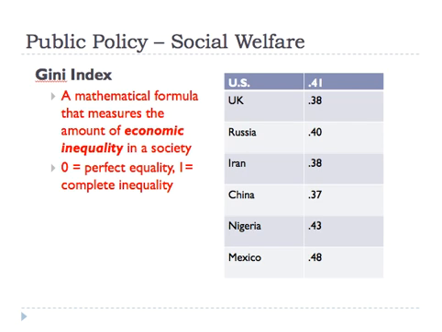When we look at public policy, we talk about the Gini index for when we're looking at social welfare. A mathematical formula measures the amount of economic inequality in society. 0 equals perfect equality. 1 equals complete inequality. So you look at the U.S. and our 6 nations. Again, the higher the number, the closer to inequality.